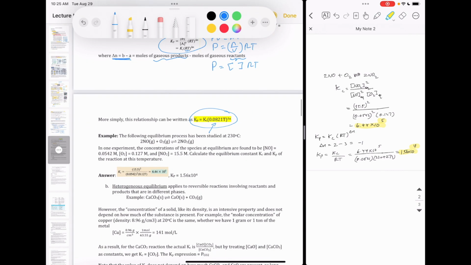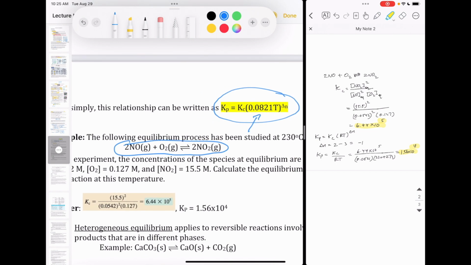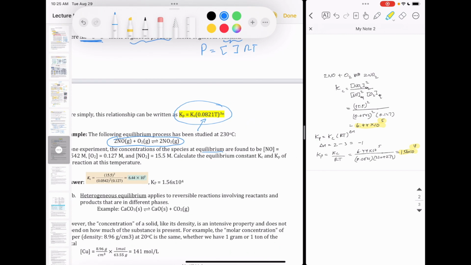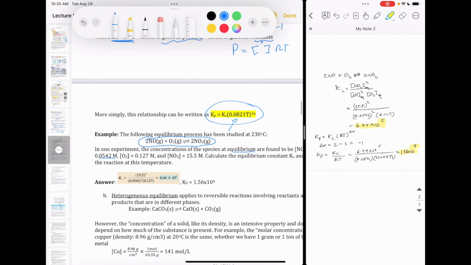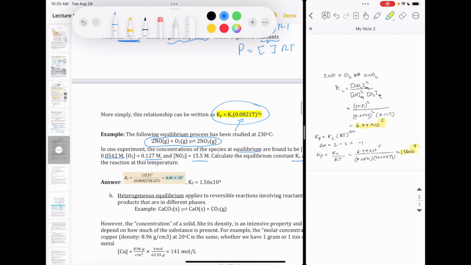We have here a reaction. This is a homogeneous equilibrium. They're all gases there: 2NO plus O2 goes to 2NO2. They tell you that at equilibrium, they have the following concentrations for NO, O2, and NO2. And then they want to calculate Kc and Kp of the reaction at this temperature, which is 230 Celsius.